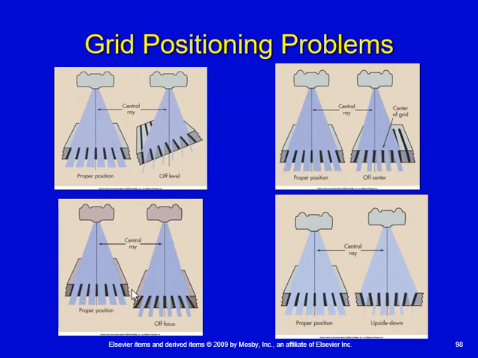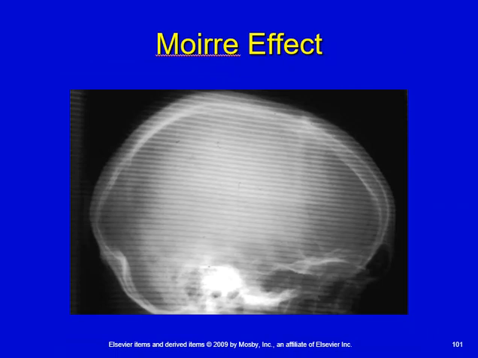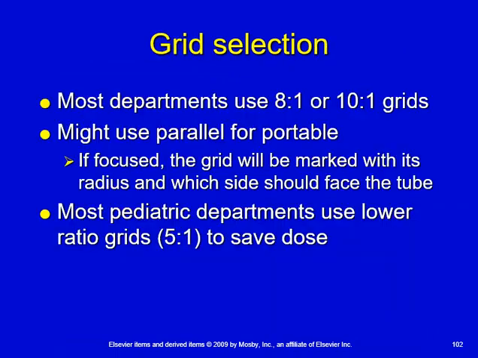We have a thinner grid. It might not be quite as effective, but we don't wind up with this moire artifact or the lacing artifact on every image that we shoot.